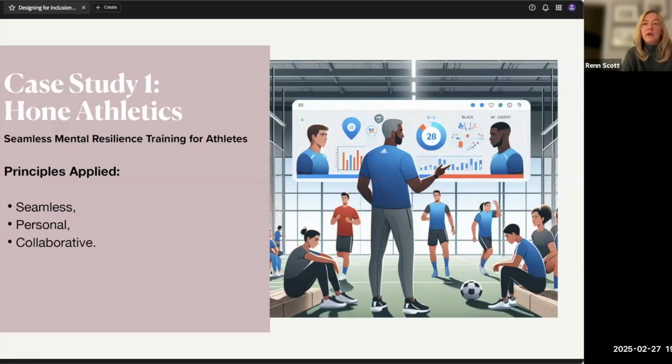The platform does not replace human connection. It enhances it in this case. So it gives the coach meaningful conversation, and helps them support their teams in a way that feels really natural and effective.